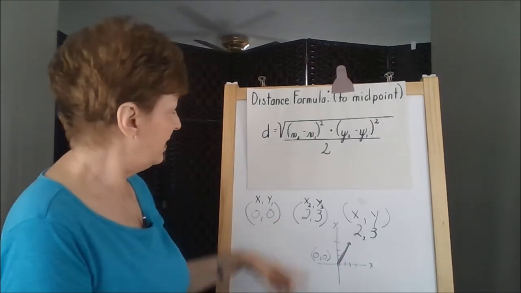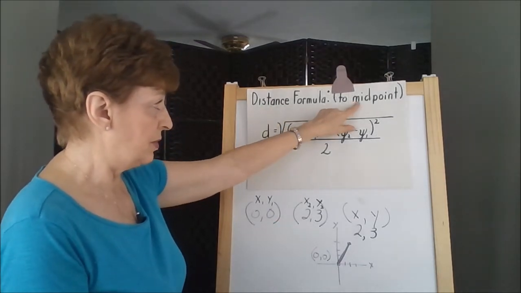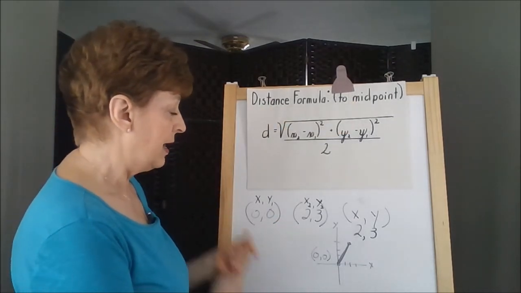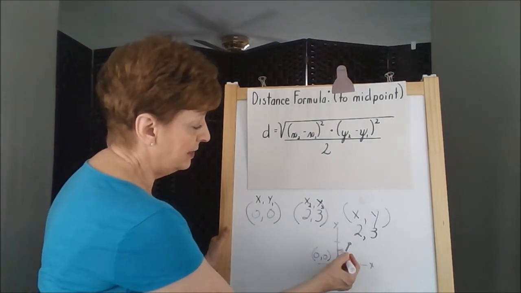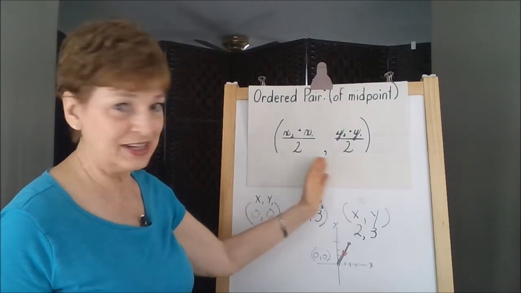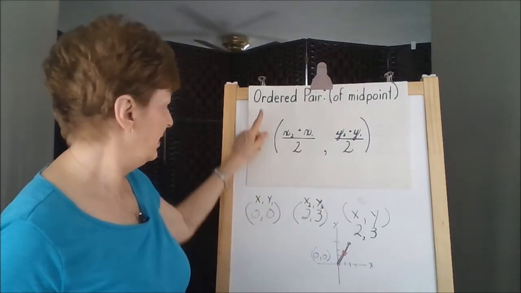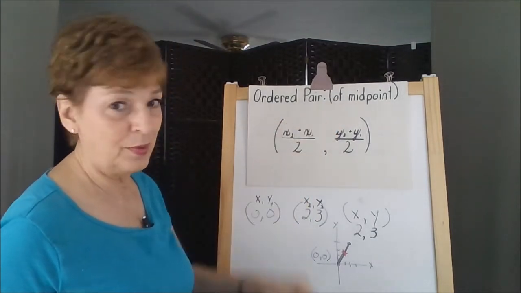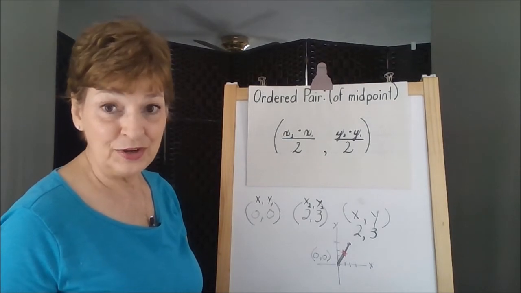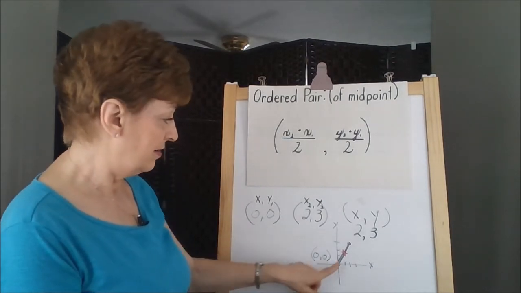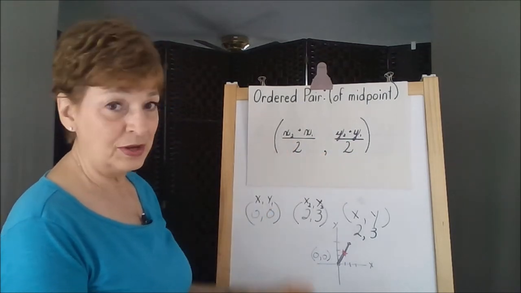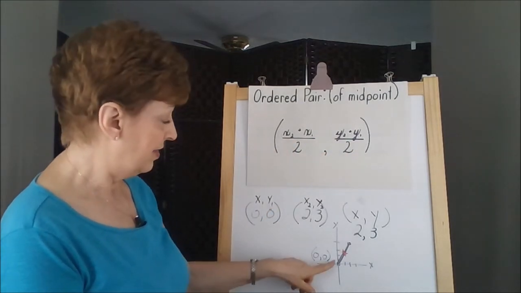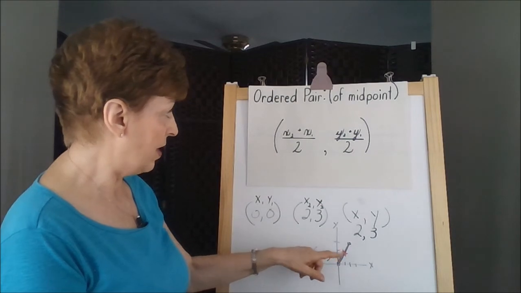Continuing with this idea, the distance formula to the midpoint, that would be the middle of this line. Maybe it's right there. This is the next piece that I'd need you to copy into your notes. This is the ordered pair of the midpoint. After you've made the calculation, this formula will then give you the address of the midpoint.